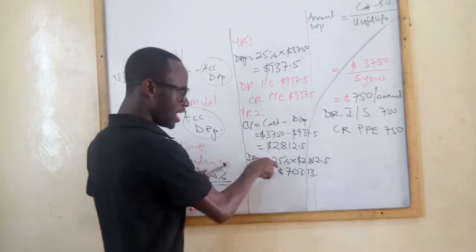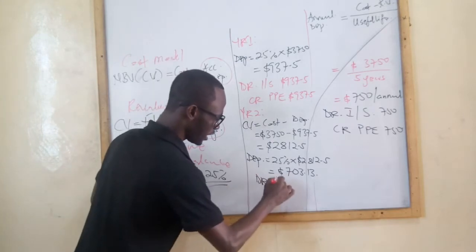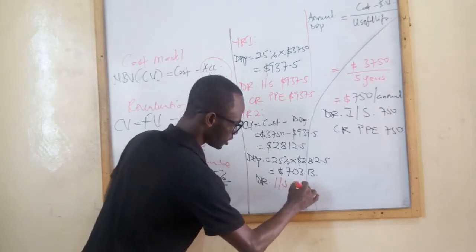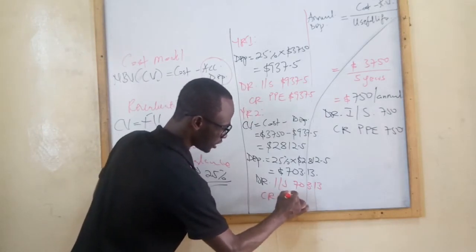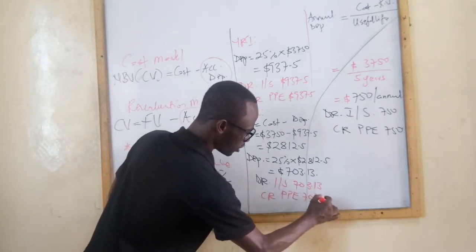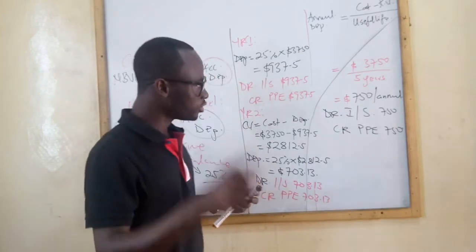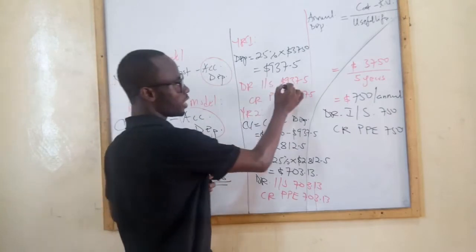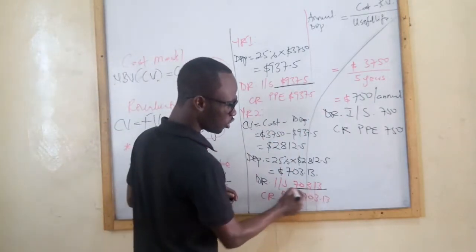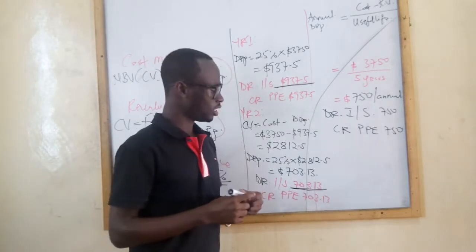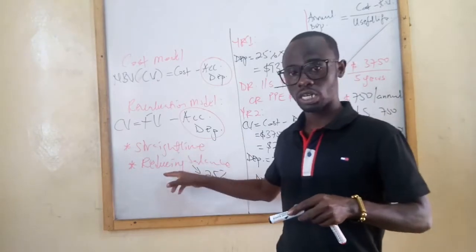703.13. So in year 2, we're going to be debiting income statement with 703.13, and then you credit the property, plant, and equipment, 703.13. So what do you see here? You could see clearly that in year 1 we were charging 937.5, but in year 2 we are charging only 703.13. So that is the tweak about the reducing balance method.